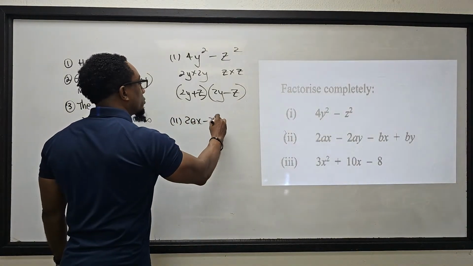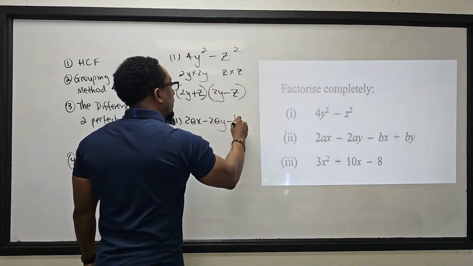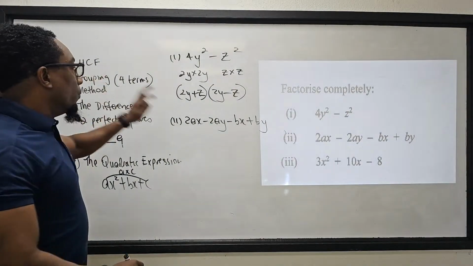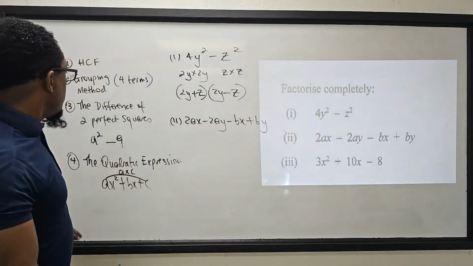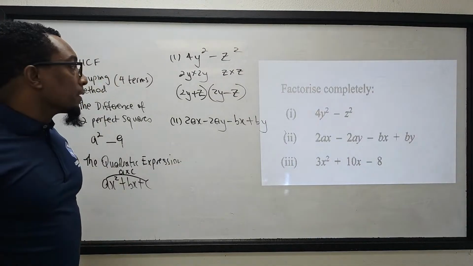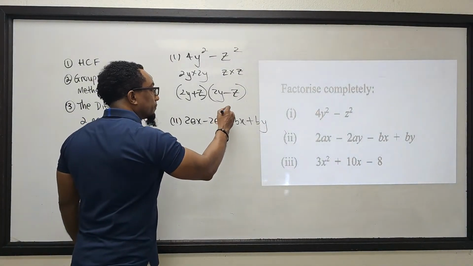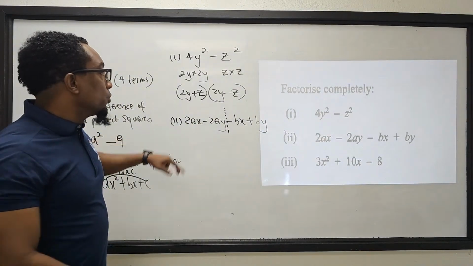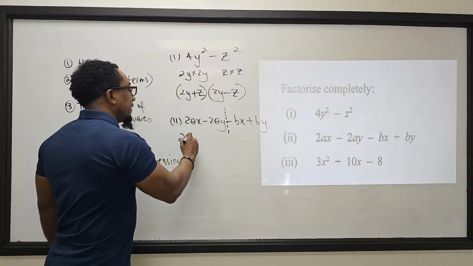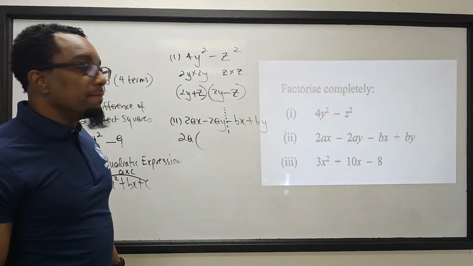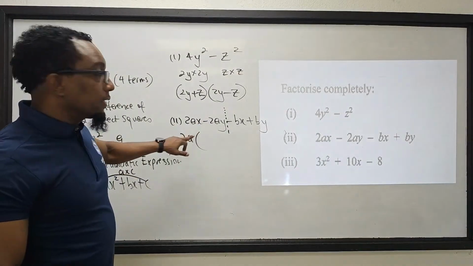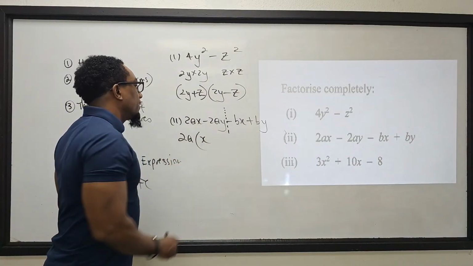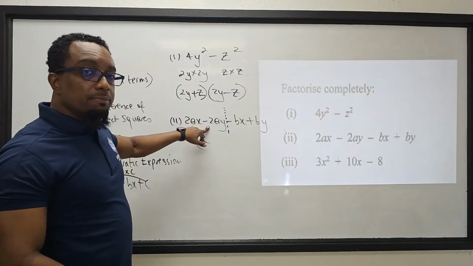2ax subtract 2ay minus bx plus by. I have how many terms? 1, 2, 3, 4. So I'm using the method of what? Grouping. So I split into two pairs. What is common to my first pair? Clearly 2 and a. Open brackets. Let me divide 2a into 2ax. 2 into 2 is 1. A into a is 1. You're left with x.